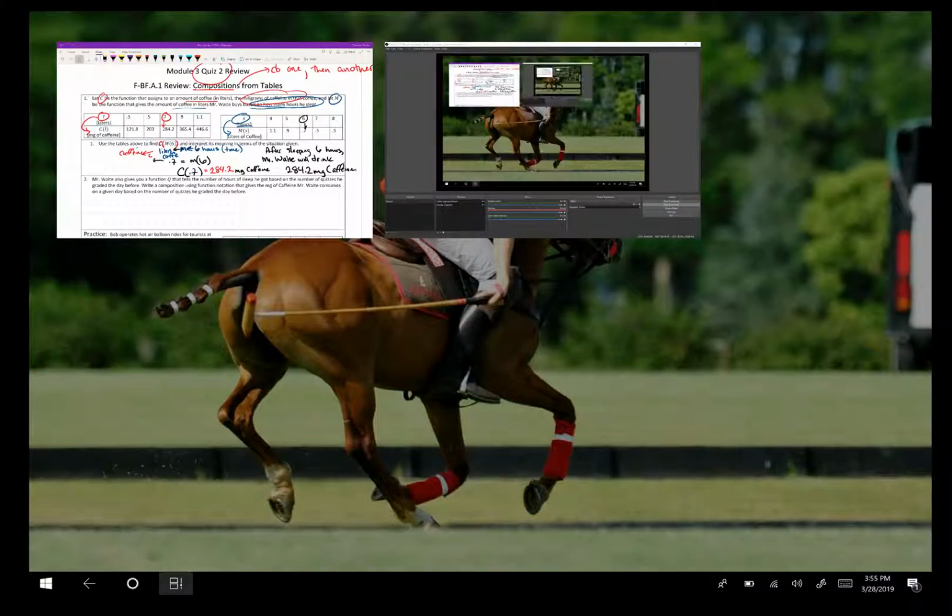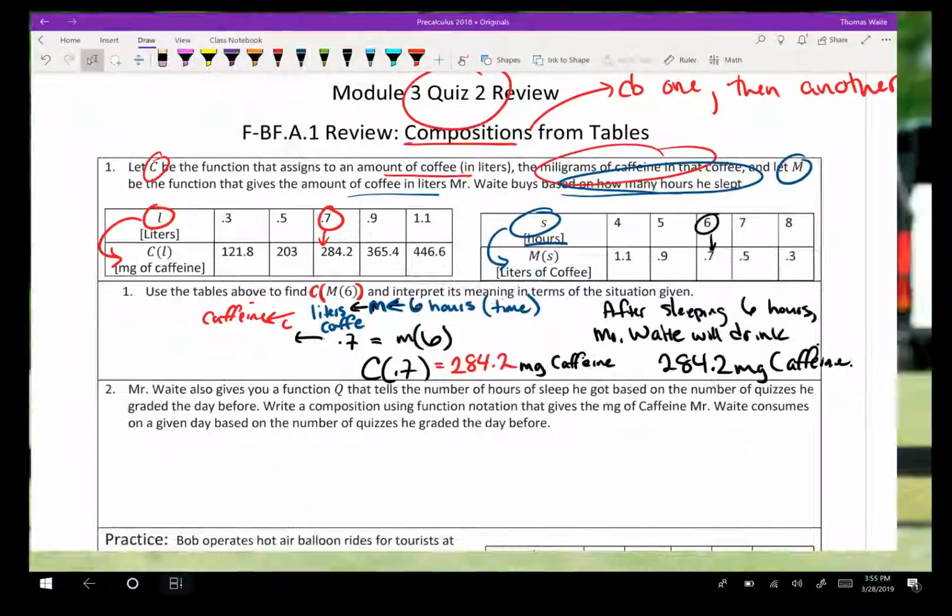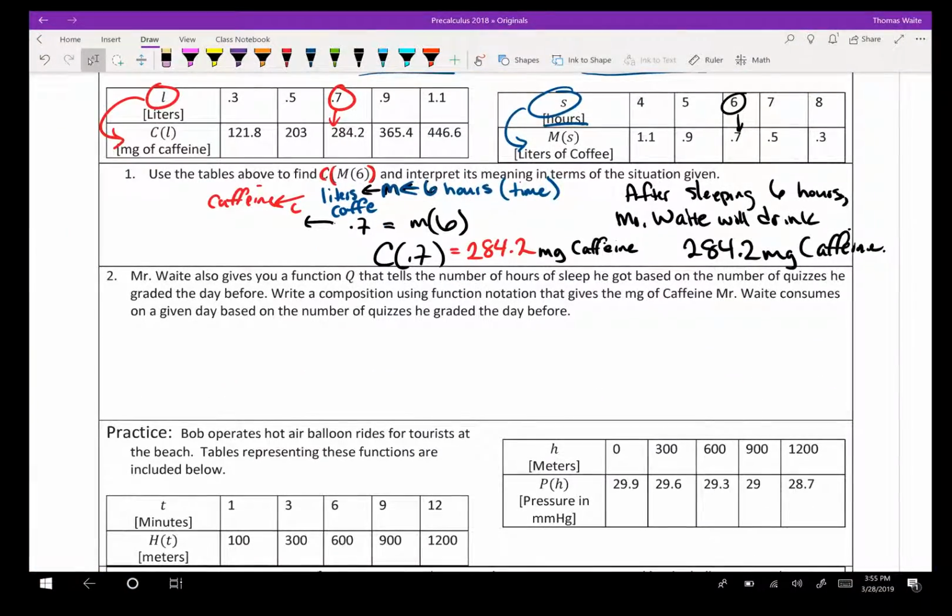Cool. So the next one, so that pretty much covers it. When I say interpret, we're talking about inputs. So 6 hours was an input, and our output, and we're just saying what those things are in this overall composite function. This also gives a function q.